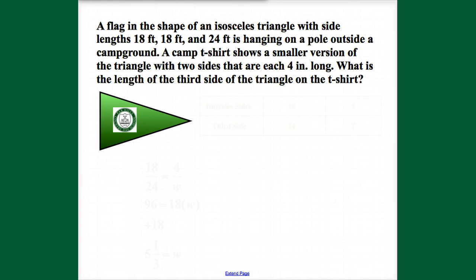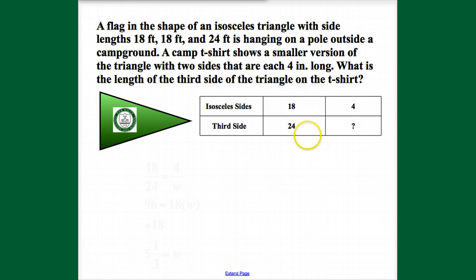Try this one, which is very much the same, that has a flag in the shape of an isosceles triangle. The two sides that are identical are the 18 feet, and 24 feet is the one other side. And we want to make a smaller one that's 4 inches for the two isosceles sides, and we're trying to figure out the third side. So the ratio table looks like this. 18 and 24 compares with 4 and something we don't know. And we're going to do the same idea.